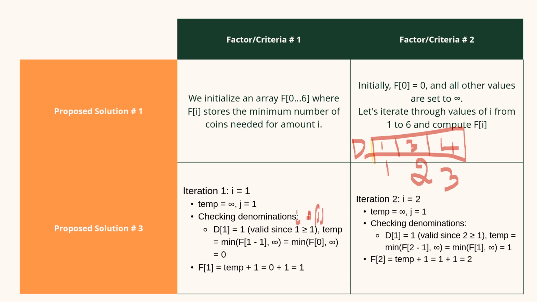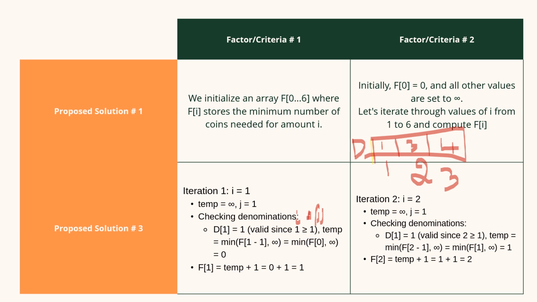Initially we take the first denomination, that is 1, and compare it with the I value. So 1, is it greater than or equal to 1? Yes, the condition is evaluated to true. If true, let us update the value of temp. So temp is equal to, we are finding the minimum coin, f of I minus dj. I is 1, dj is d of 1, which is 1. 1 minus 1 is f of 0.